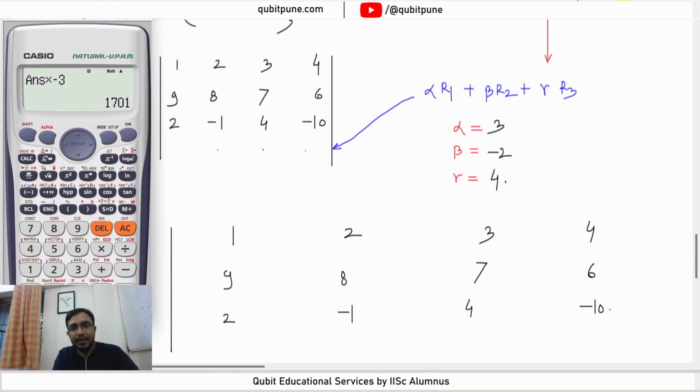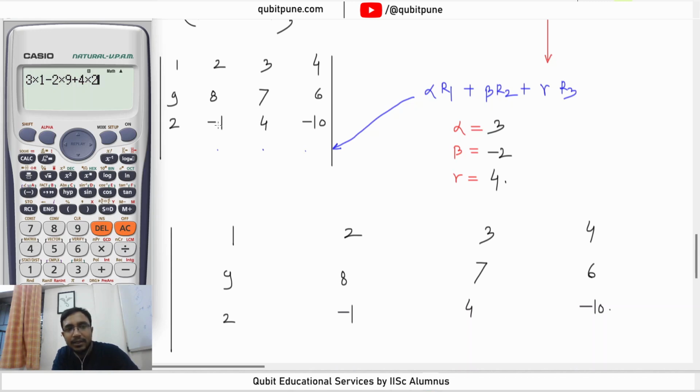Okay, now see, I want to multiply the whole of the first row by 3, but when I'm interested in the first element of the fourth row, I'm okay with 3 into 1 minus 2 into 9 plus 4 into 2. Do you get this? 3, 1, minus 2, 9, 4, 2.